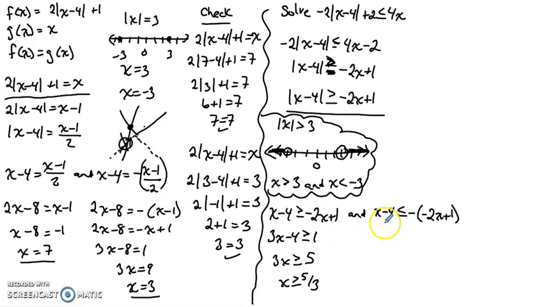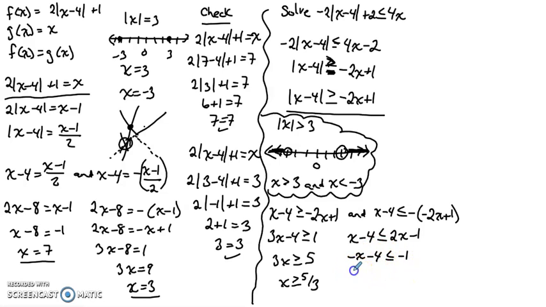When we solve this case, let's distribute that negative first. x minus 4 less than or equal to negative times a negative is a positive. Negative times a positive is a negative. And now we can solve. Let's subtract 2x from both sides. So x minus 2x gives us a negative x minus 4 less than or equal to negative 1.